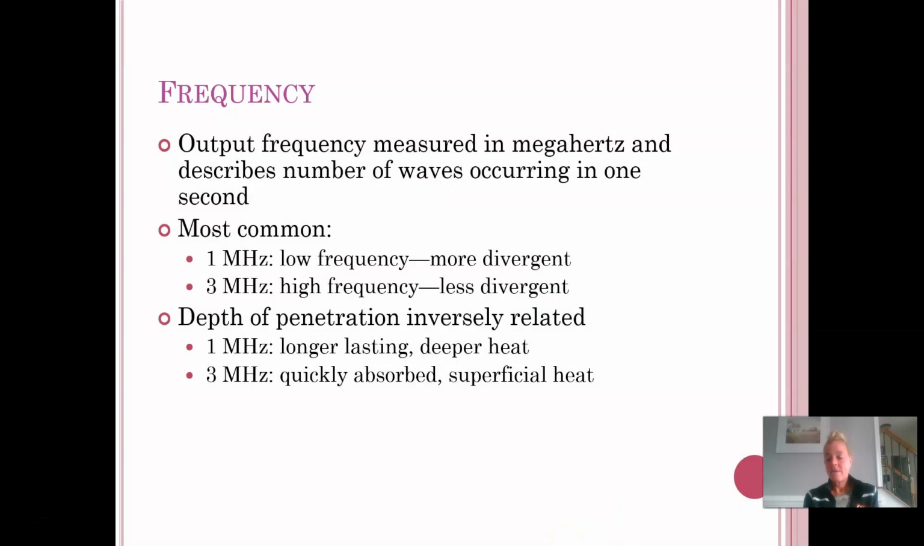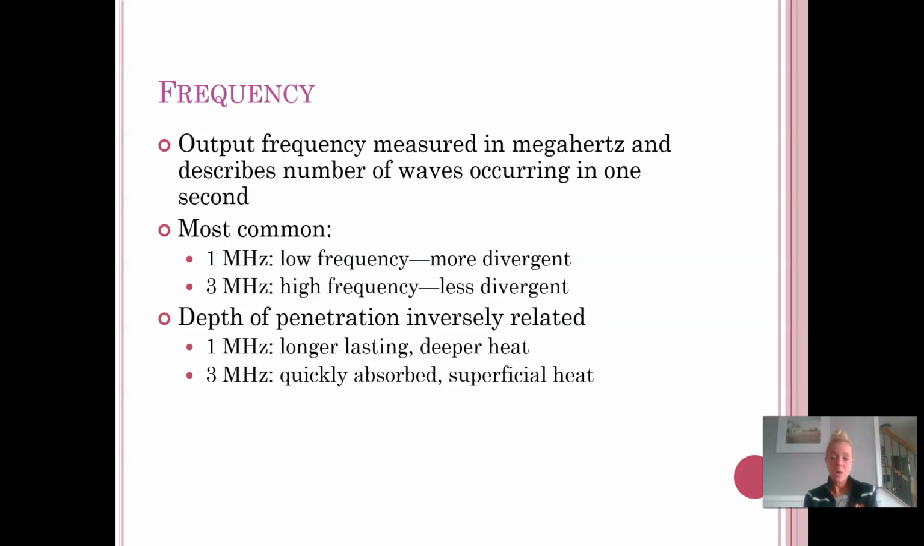So frequency. Frequency is one of the 4 major settings that you are going to be responsible for setting into the machine when you set up an ultrasound treatment. It's measured in megahertz. It describes the number of waves that occur in 1 second, and the most common settings, and the ones that we're going to use, are 1 megahertz and 3 megahertz. 1 megahertz is low frequency. It is a little bit more divergent. 3 megahertz is a higher frequency. It is a little bit less divergent.